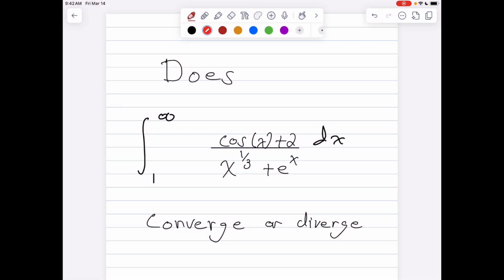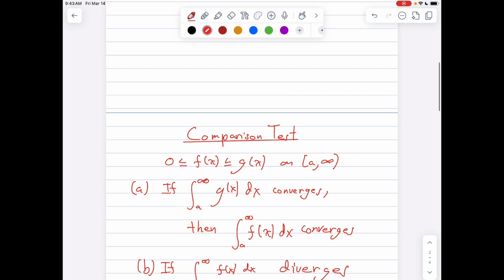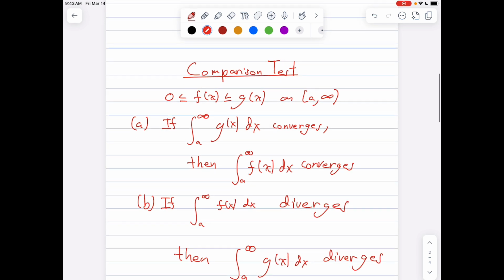All right, hello everyone. So today we're working on an improper integral. Does the integral that goes from 1 to infinity of quantity cosine of x plus 2 divided by quantity x to the 1/3 plus e to the x dx converge or diverge? Okay, so we could try to integrate that directly here, but that's really difficult to do.